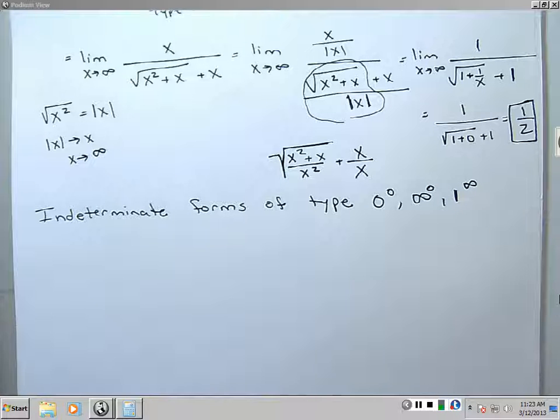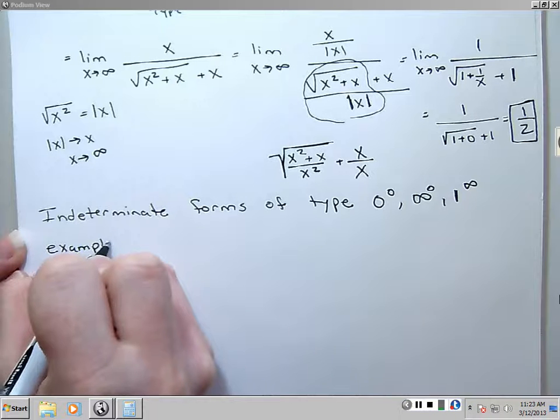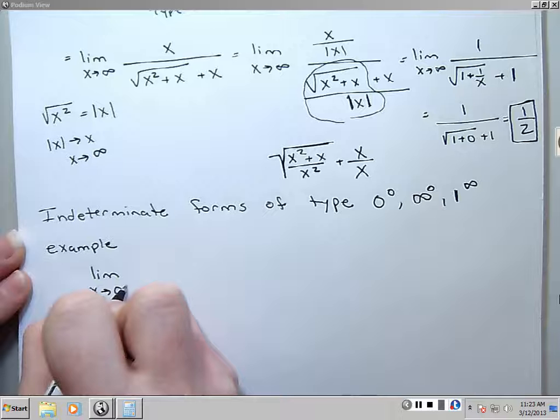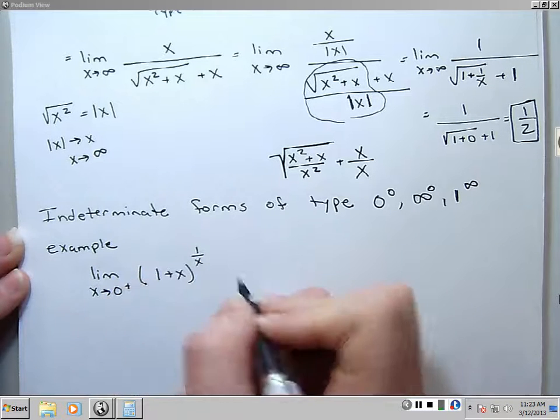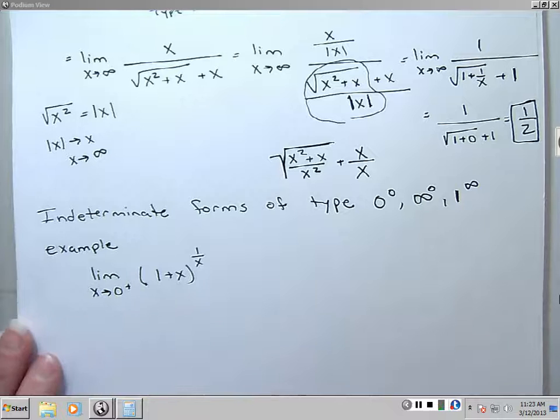So an example, we've seen this example multiple times: the limit as x goes to 0 from the right of (1 plus x) to the 1 over x. Do you guys remember what this was? e, right? We looked at it different ways. We've also looked at it as v goes to infinity of (1 plus 1 over v) to the v power. But this is e, and we're going to show that this is e.